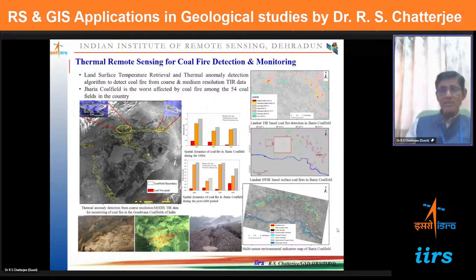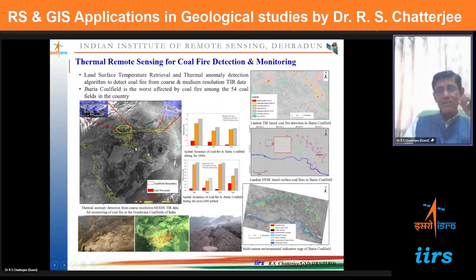Similarly, there are other kinds of geological hazards like coal fire hazard or mining subsidence hazards. They are basically anthropogenic hazards in many cases, but some are naturally occurring, like coal fire can occur due to spontaneous combustion, which is a natural fire, but in many cases they are anthropogenically originated. Now you see the case of Jharia coalfield, which is one of the 54 Gondwana coalfields. This is the Gondwana coalfield region.